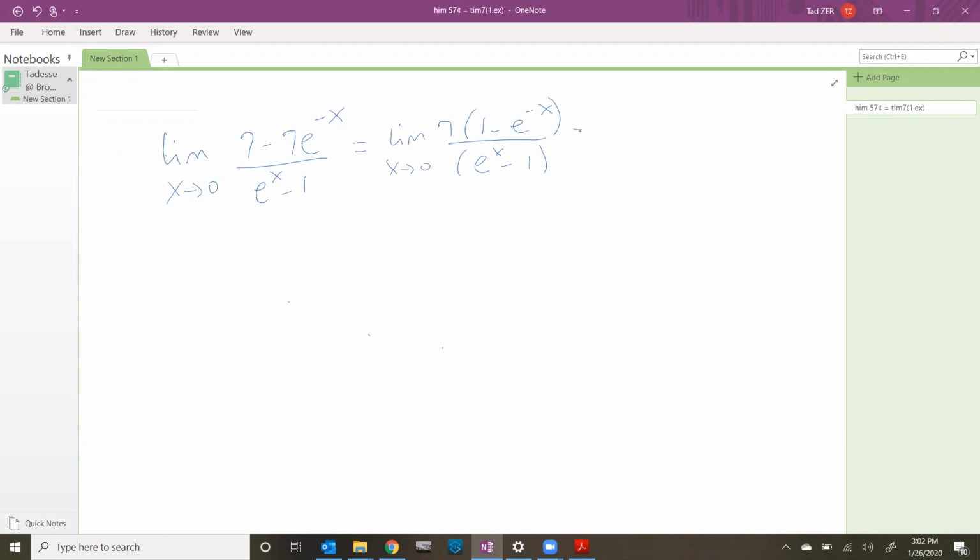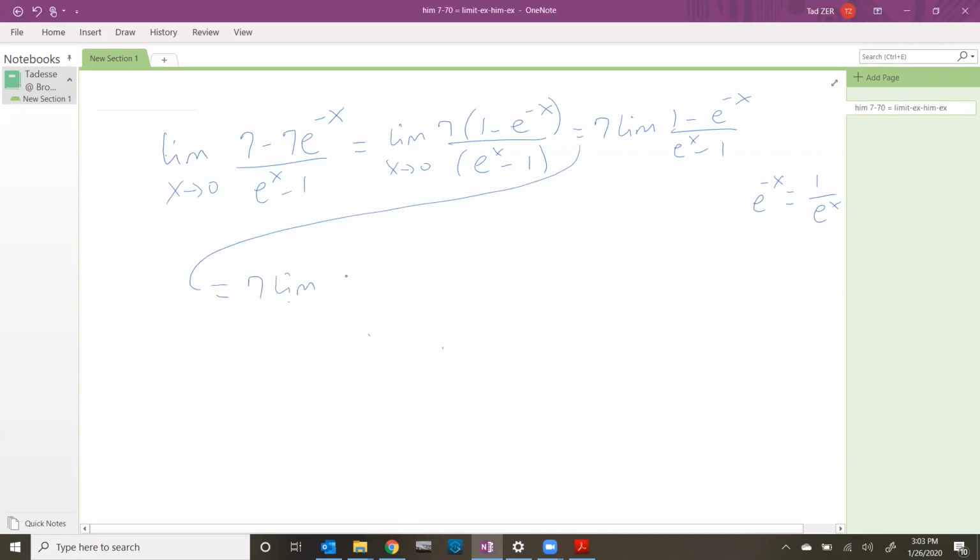Now 7 is a constant, so the limit of a constant times a function is the constant times the limit of the function. So I can factor out the 7. I will have 1 minus e to the negative x divided by e to the x minus 1. Now note that e to the negative x is nothing but 1 over e to the x. So this will be equal to 7 times the limit of 1 minus 1 over e to the x divided by e to the x minus 1 as x approaches 0.